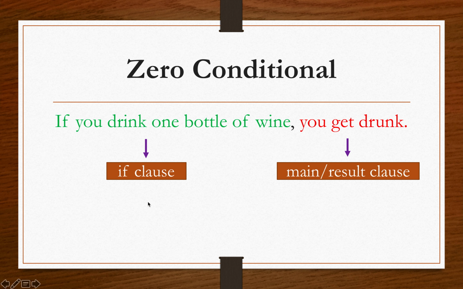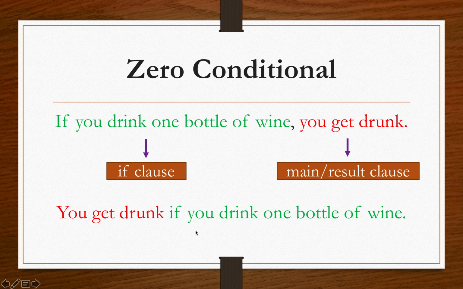And then we have another way to write a zero conditional sentence. You can start with the main clause like this: you get drunk if you drink one bottle of wine. Here, I just want to show you that if you start with the main clause, you don't have to put a comma here. But if you start with the if clause, you have to put a comma. This is the difference. It has the same meaning, no change in meaning, so you can use either one, the first one or the second one. But just remember, if you start with the if clause first, put a comma. If you start with the main clause first, you don't have to put a comma. That's it. All right.